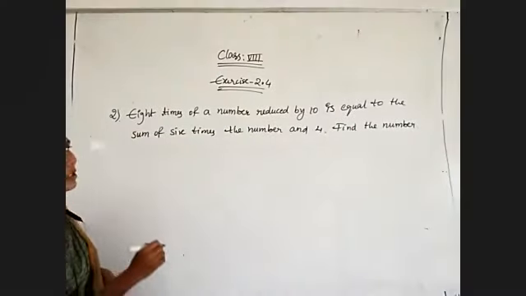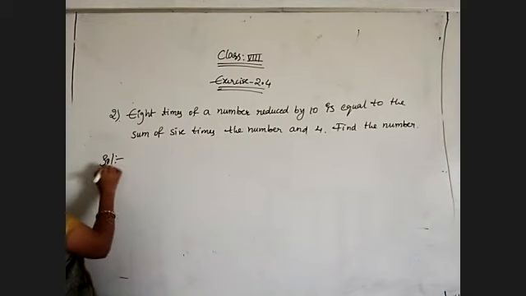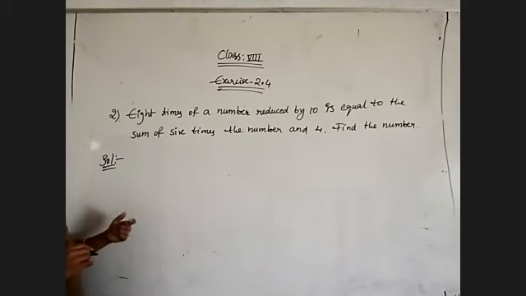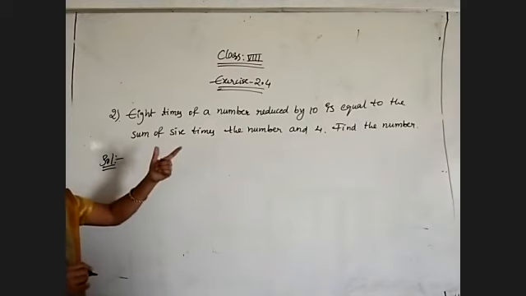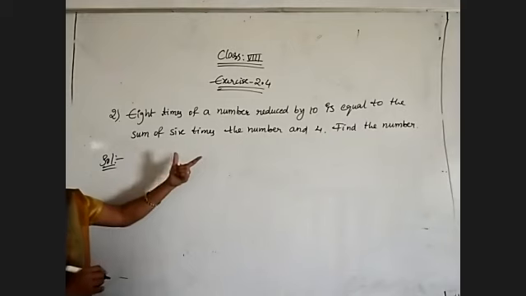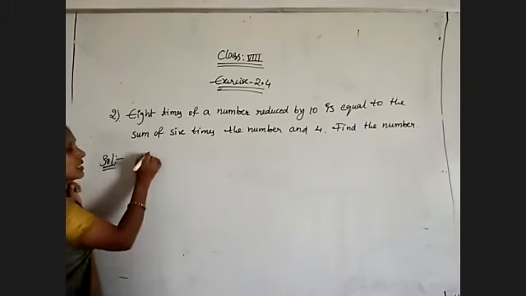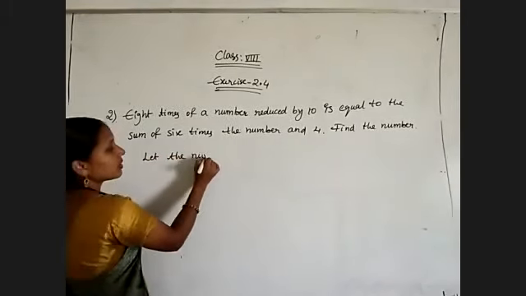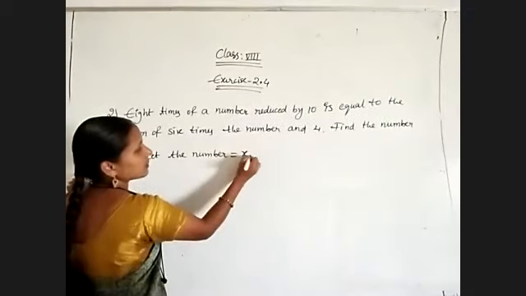Whenever you are getting a word problem, read statement by statement and whatever is given, write the given data. After that, simplify the question. So first, 8 times a number reduced by 10 is equal to the sum of 6 times the number and 4. Find the number. So here we need to find the number. That is clear. So first of all, let that number be any variable. So let the number be x. Okay, I am taking x.